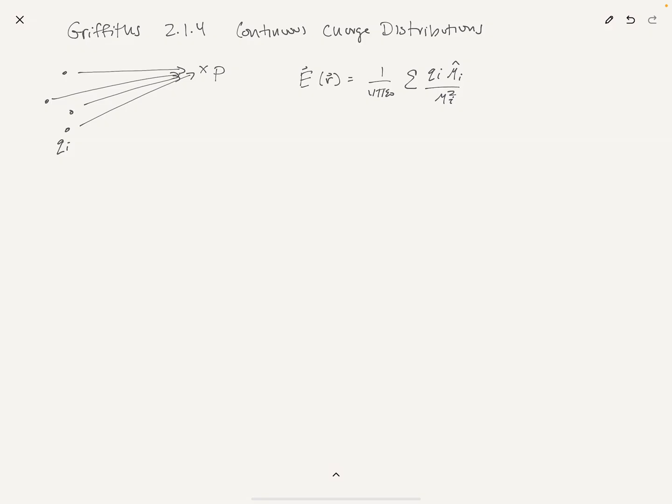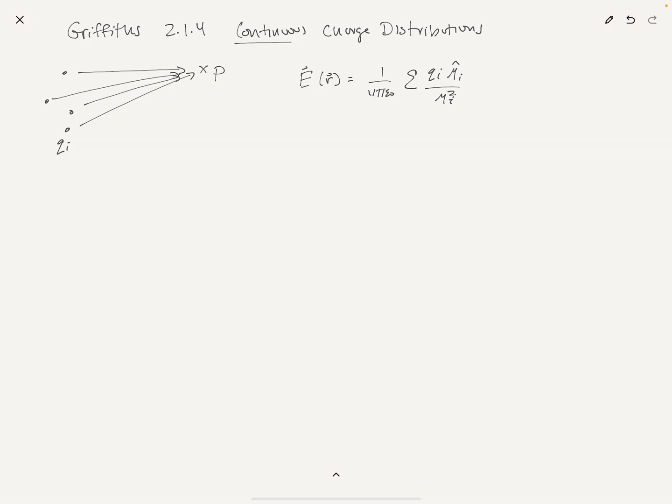However, it's not always the case that the things that are generating your fields, your source charges, are discrete elements on a surface where you can define their position. They might be some continuous distribution, right? And that's what we're going to talk about today.